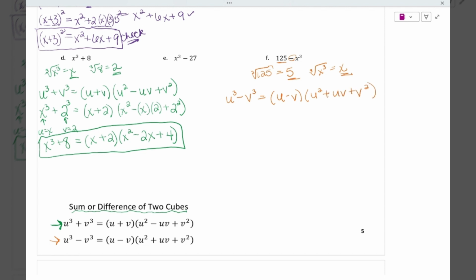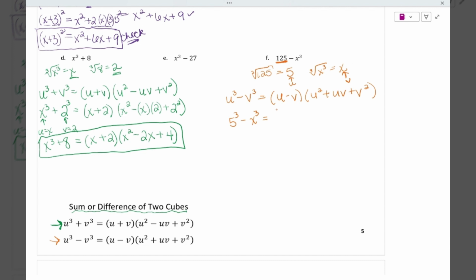So what are u and v in this case? U and v are the cube roots of the terms in the expression. So the cube root of 125 was 5. So 5 is my u. Okay. And the cube root of the x to the third was x. So x is the v. So I'm going to replace the u with a 5, and the v with x in my formula. So again, helps to know the formula.